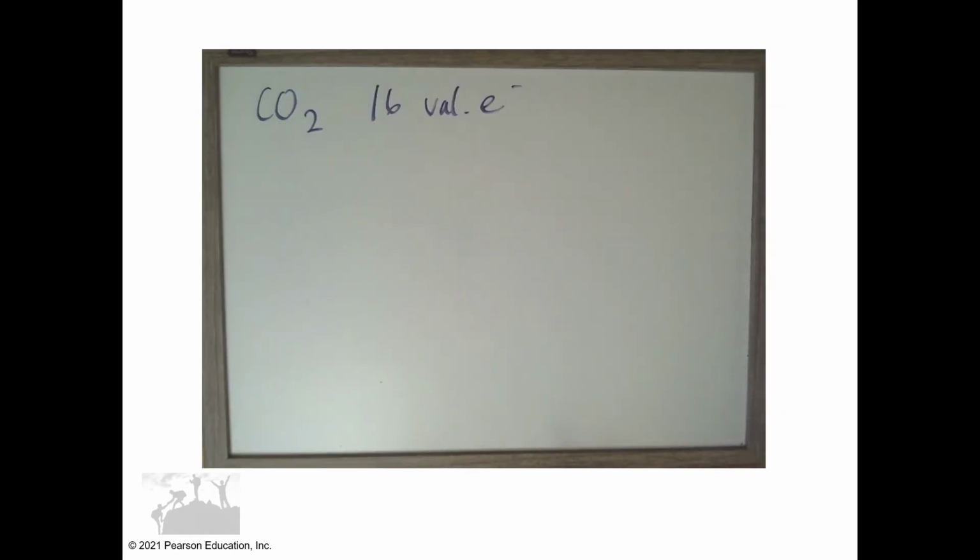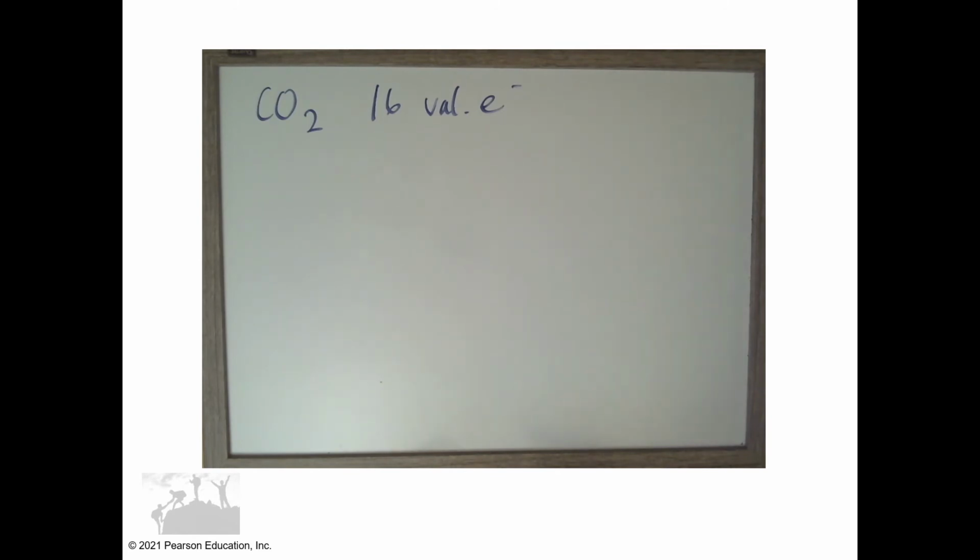So we're going to be drawing the Lewis structure for carbon dioxide, CO2. We're going to follow the steps that are in the slides that I gave you. So first step, count how many total valence electrons that we're working with. So for carbon, that's 4 valence electrons. Oxygen, we have 6, but we have 2 of them. So when we add all that together, we end up with 16 valence electrons.